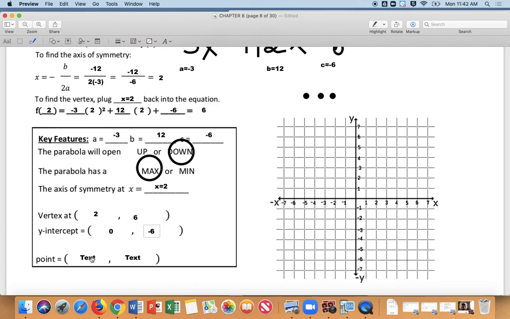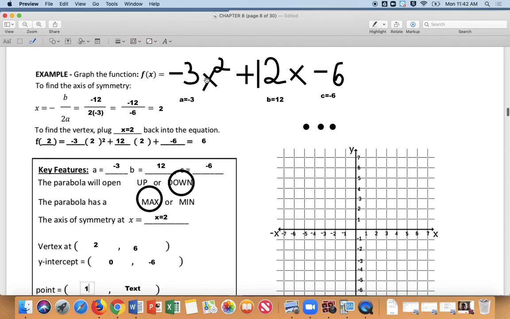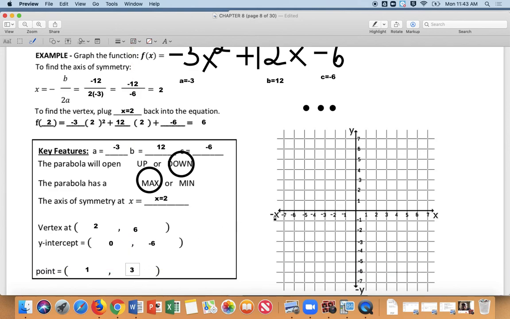And the point I picked was 1. If I plug that in, 1 squared is 1 times negative 3 is negative 3. 12 times 1 is 12, so 12 plus negative 3 is 9, minus 6 is 3. That's where it came from. Go ahead and plot my points: 2, 6, 0, negative 6, and 1, 3. So I plotted my points here. I know it's going to go up.